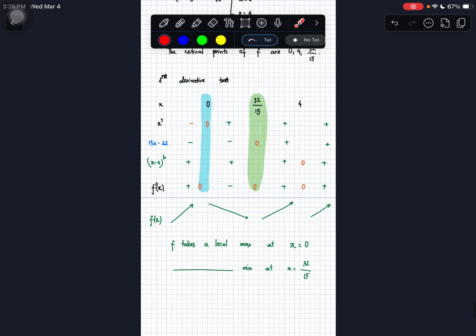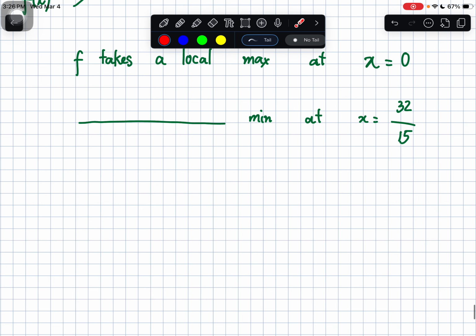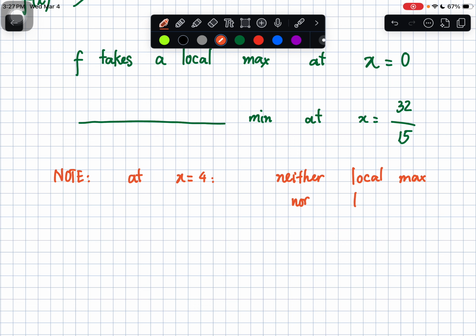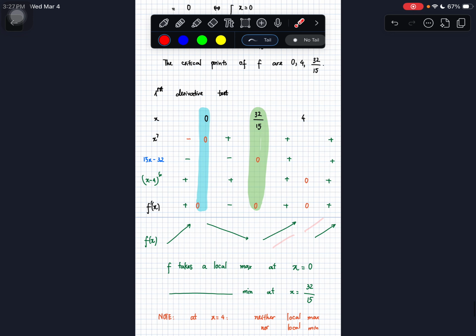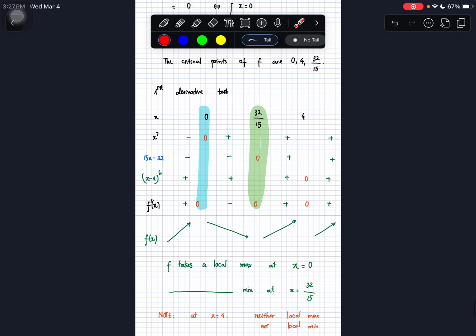And the point 4 is not a local max, not a local min. At x equal to 4, we don't have a local max or local min, neither local max nor local min, because the function keeps increasing there. So that is the first derivative test.